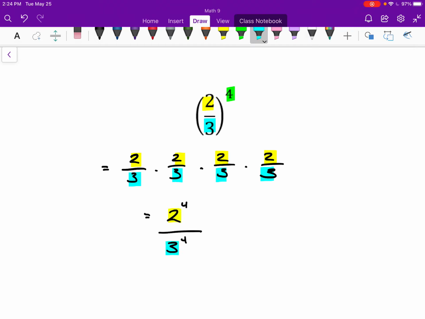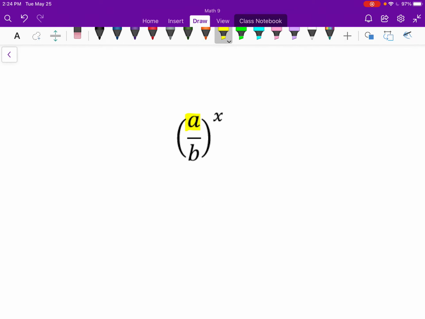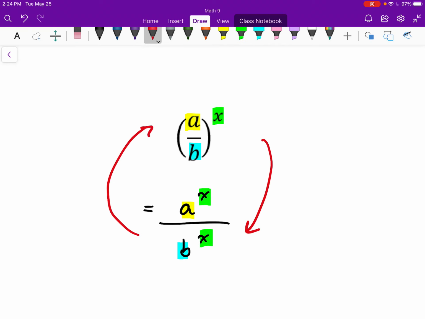And this gives me a sense of the property I'm trying to exemplify here. Notice, if you have a fraction, or really a division statement, being raised to a power, you can write it as just the numerator and the denominator separately being raised to that power. And vice versa. You can go this way or this way. In general, if I have a over b, all being raised to the power of x, I can think of it as a to the power of x divided by b to the power of x. And again, if this is correct, this must be correct.